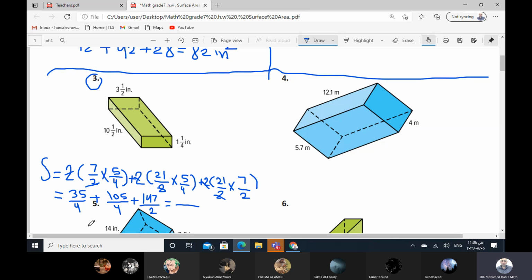And we can add directly the fractions that have the same denominator, here 4 and here 4. We can add directly, put here 4. Then here we have 35 plus 105 will be 140. Plus, here we have 147 over 2.